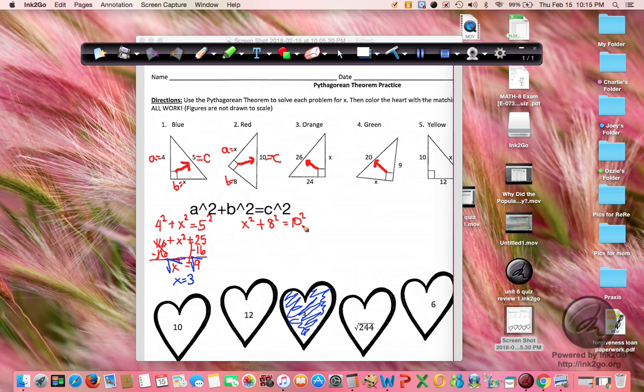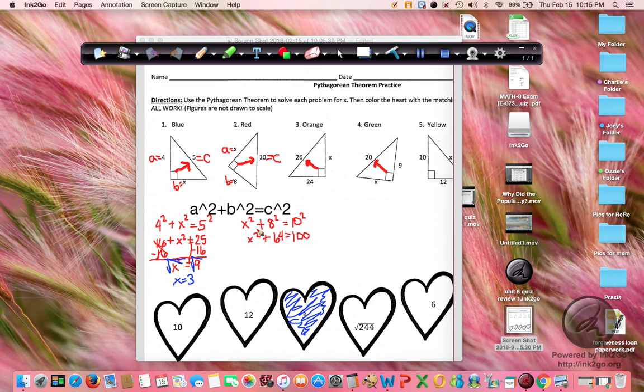Once you have that all filled in, now let's get rid of our exponents. X squared we can't do anything with, so we'll keep that. 8 squared, 8 times 8, that's 64. 10 squared, 10 times 10, that's 100. Remember, squared doesn't mean times 2. It means they want you to multiply the big number by itself. So 10 times 10 or 8 times 8. Now that we're here, x squared plus 64 equals 100.